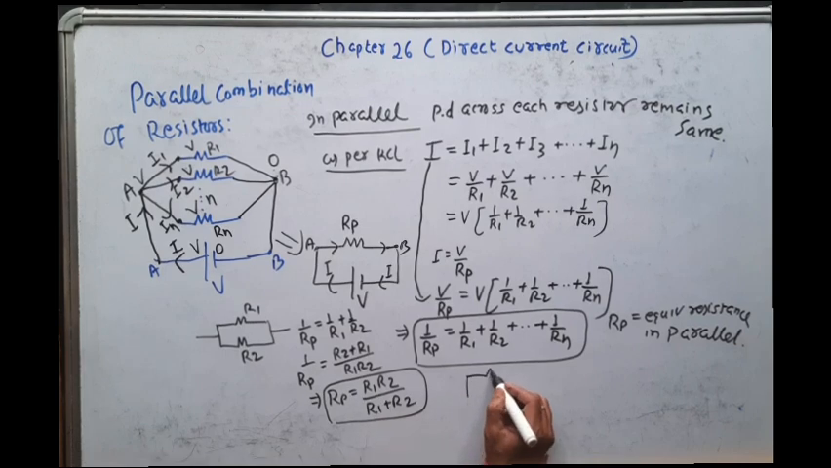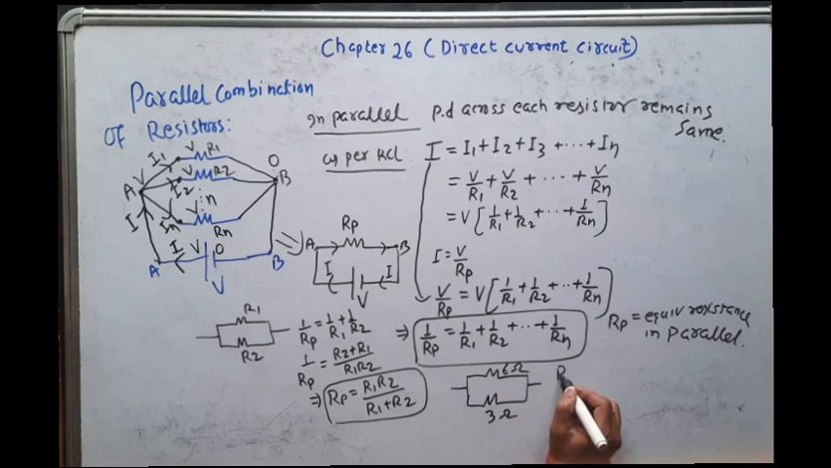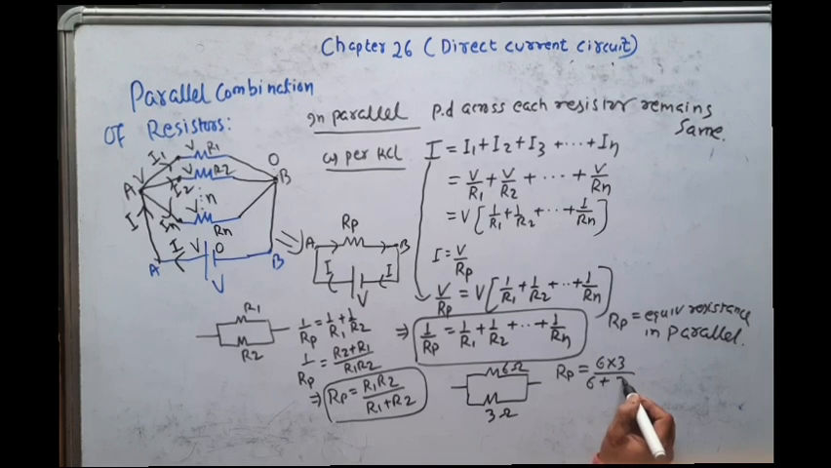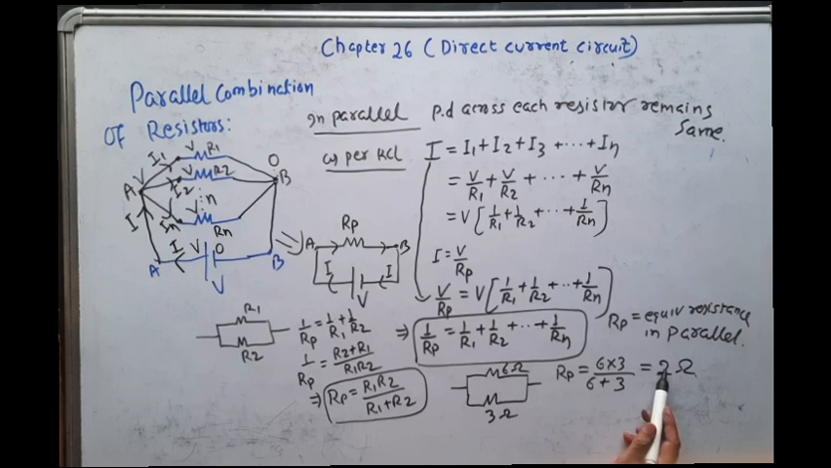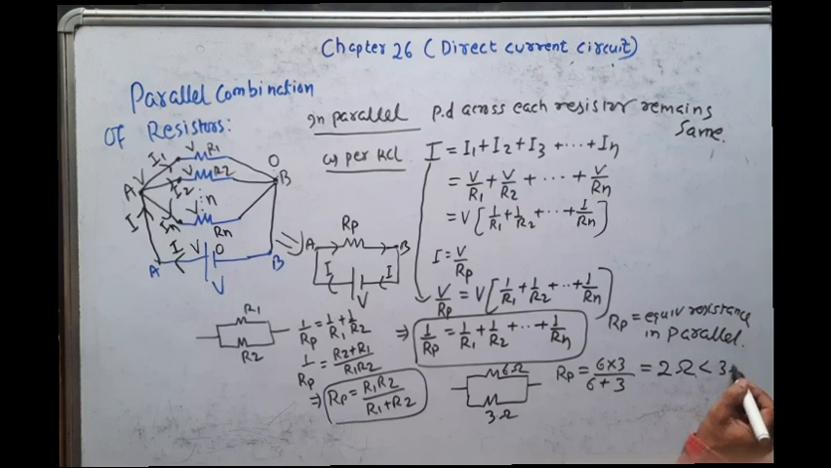Okay. So let us take an example. Let us say this is 6 ohm, this is 3 ohm, both connected in parallel. Then what is the equivalent resistance? Equivalent resistance is equal to R1 into R2 by R1 plus R2. That is 18 by 9. That is 2 ohm. So what is the observation? You see, here the equivalent resistance 2 ohm is less than the lowest of the individual ones. Out of 6 and 3, the lowest is 3 ohm, but we are getting the net resistance less than 3 ohm.